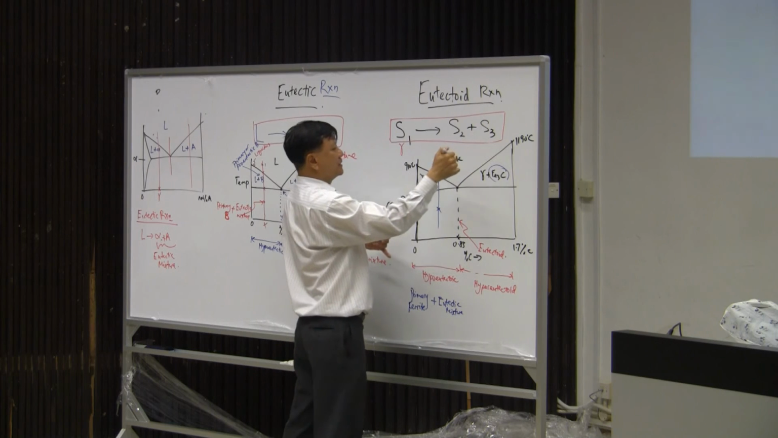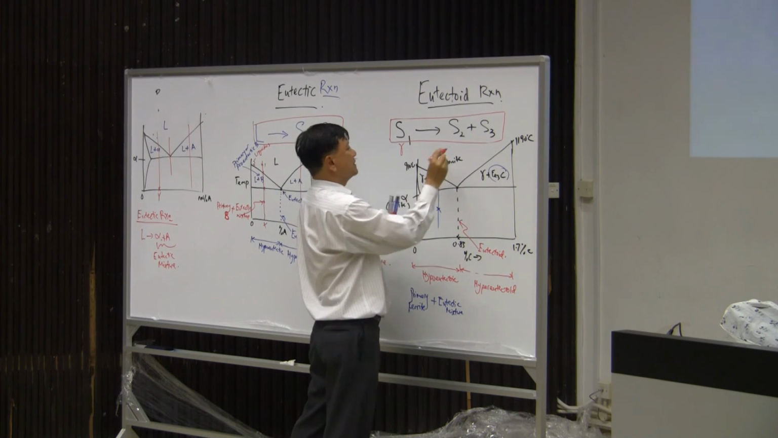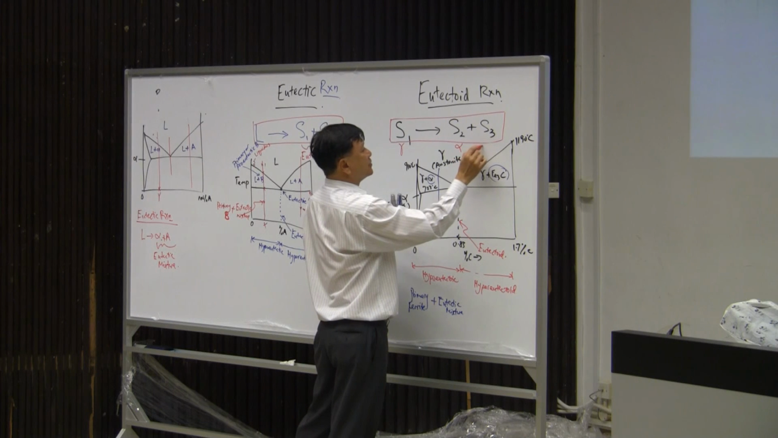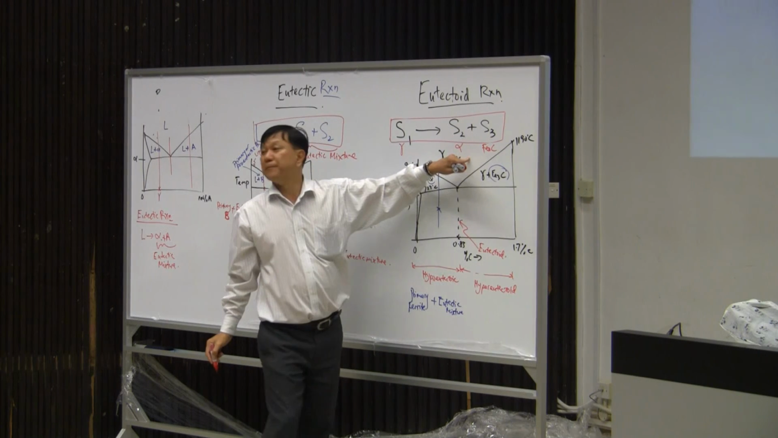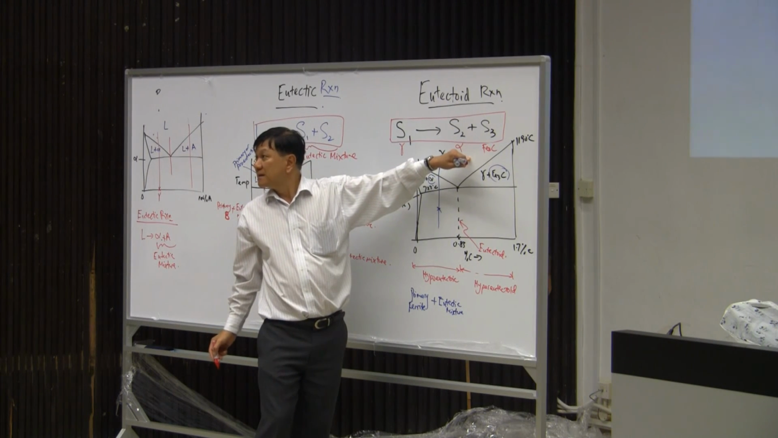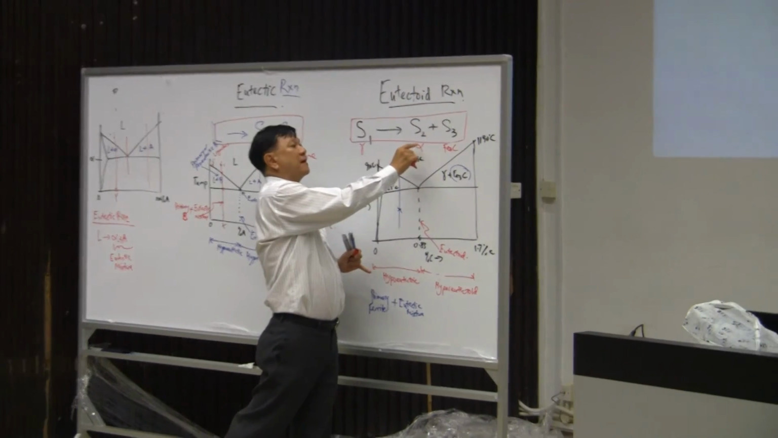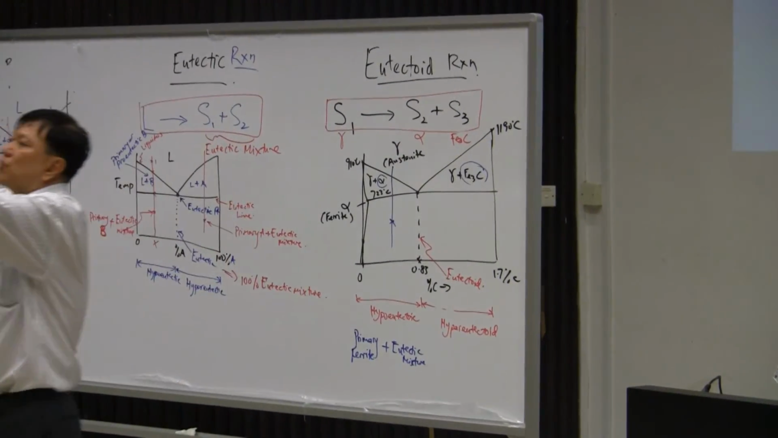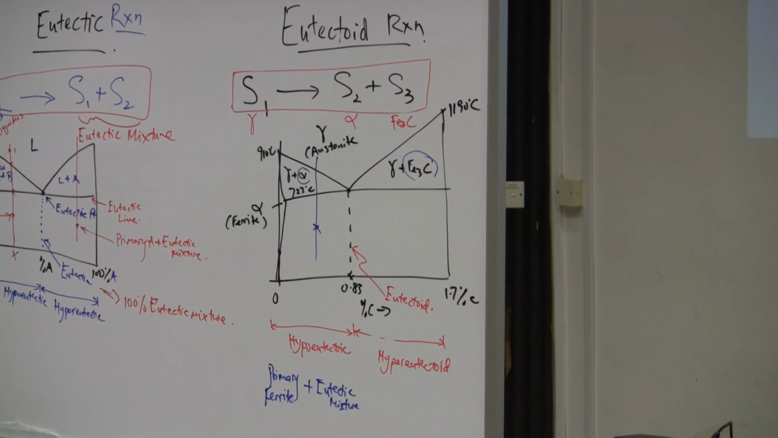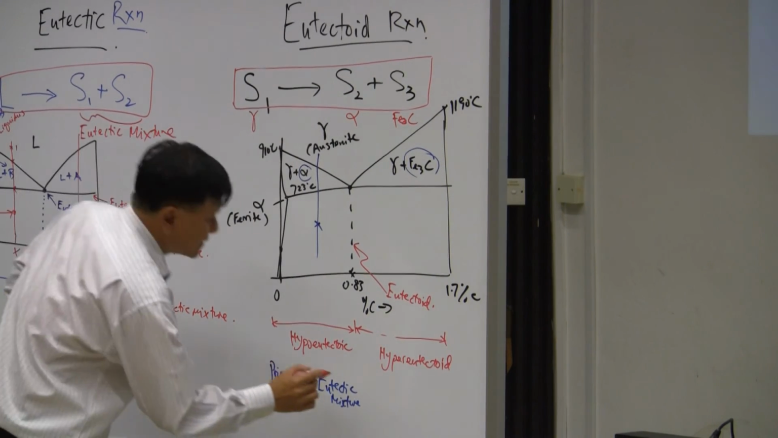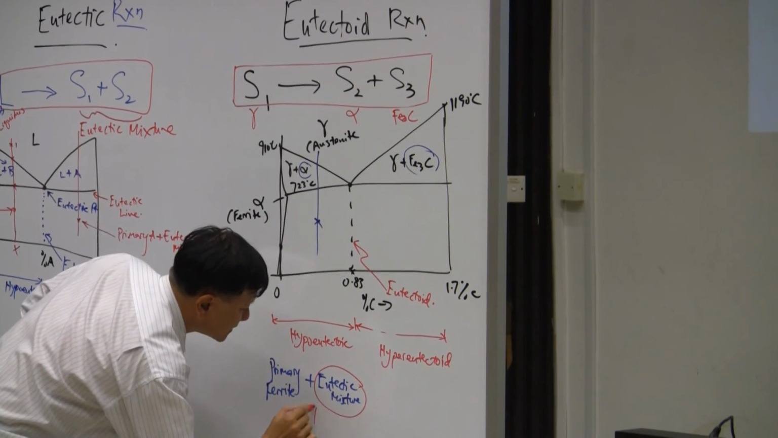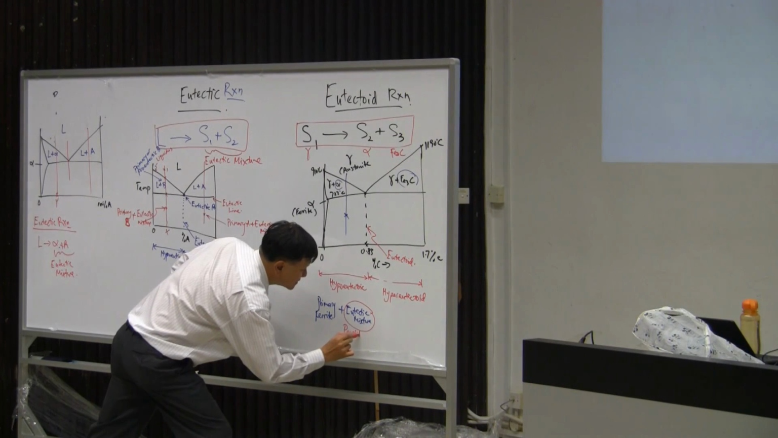So your gamma will break down to give you what? Your ferrite and your cementite, same type. And this one here, ferrite and cementite, when they are formed by the eutectoid reaction, the mixture is known as what? Perlite. Have you come across that before? Perlite. So your eutectoid mixture here actually is a what? Perlite.